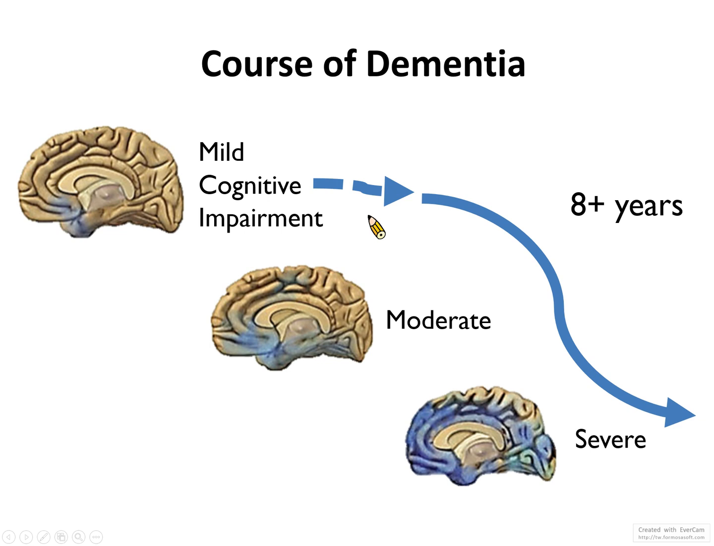So this is just showing the impact of the dementia on the brain. Usually in a mild cognitive impairment, we will see some problems in the hippocampus and temporal cortex, but the affected brain region will be enlarged in the moderate and severe dementia. Usually it takes more than 8 years to see this kind of course.